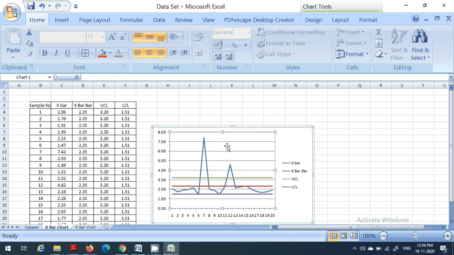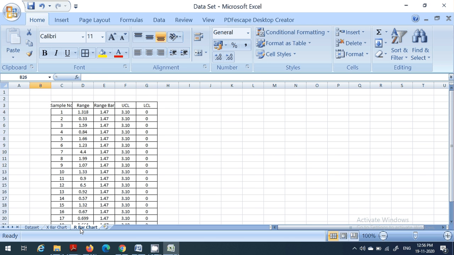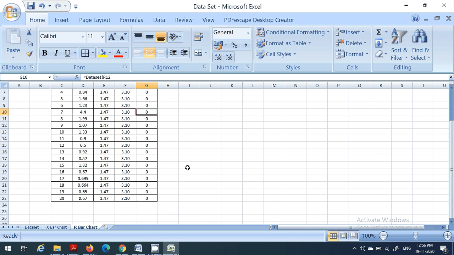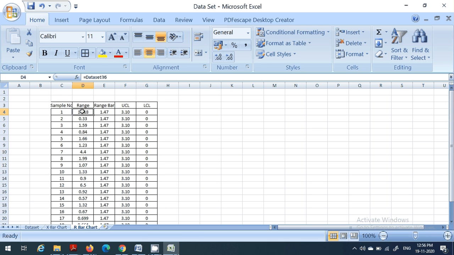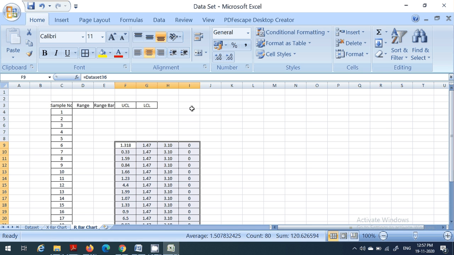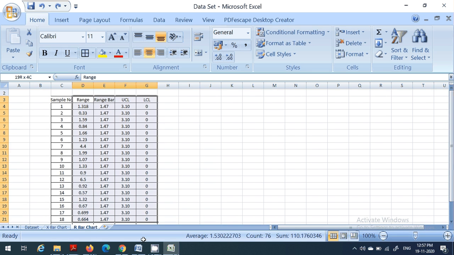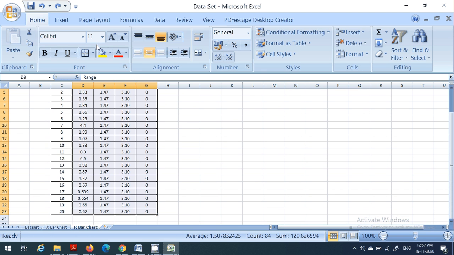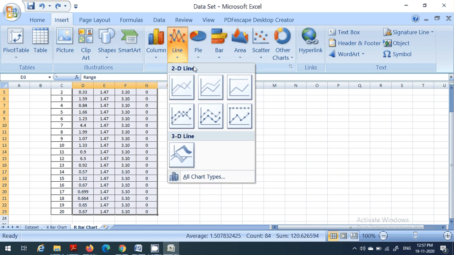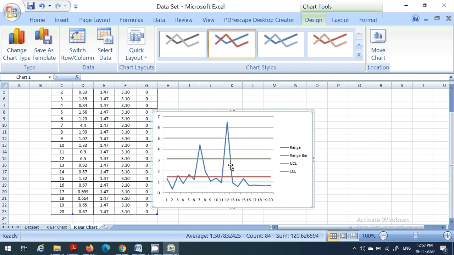And if you take the R bar chart, it is also the same. Here the values have already been taken. Let's draw the chart for this. If you select these values and insert a 2D line chart, look at the same set of values. The 7th data set and then the 12th data set show a huge variation in the graph.